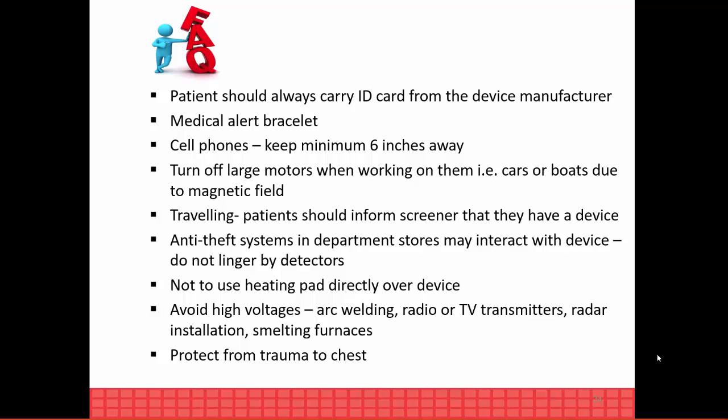inspected by hand. Don't use a heating pad directly over the device, and avoid high voltage systems such as arc welding, and of course protect from trauma to the chest. If trauma does occur, they should go to the clinic and have their device interrogated and make sure that everything is working appropriately.